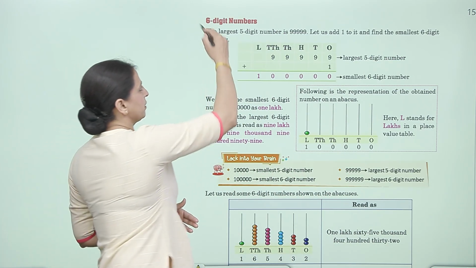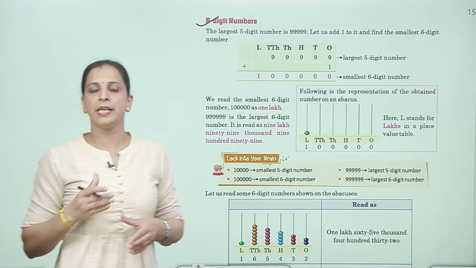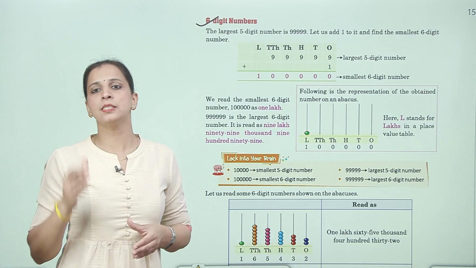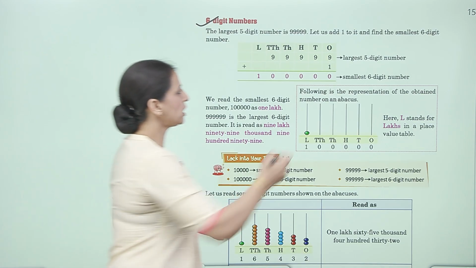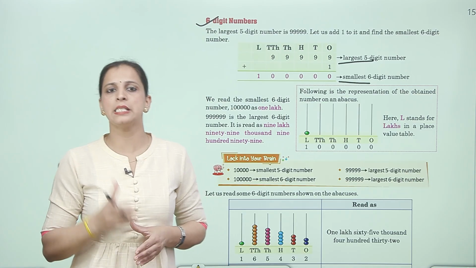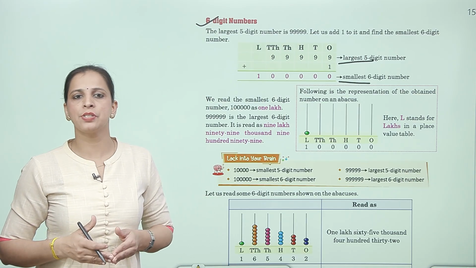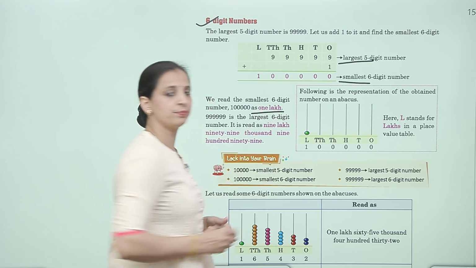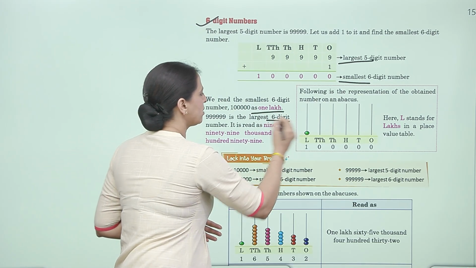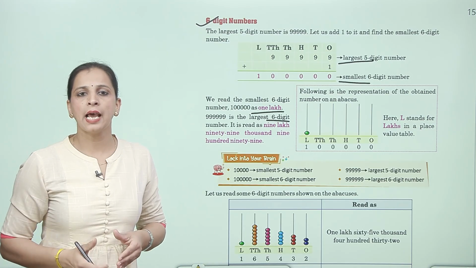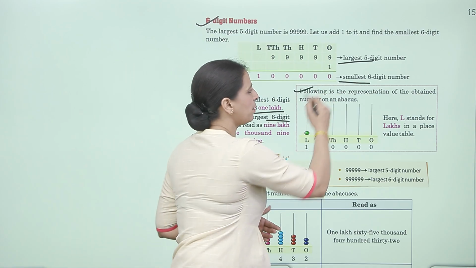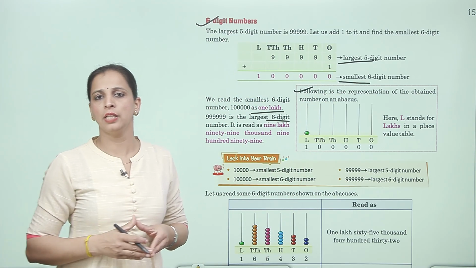Now, 6-digit numbers. The largest 5-digit number is 99,999. Let us add 1 to it and find the smallest 6-digit number. Largest 5-digit number plus 1 equals the smallest 6-digit number, that is 1 lakh. We read the smallest 6-digit number as 1 lakh. 9,99,999 is the largest 6-digit number. Read as 9,99,999.